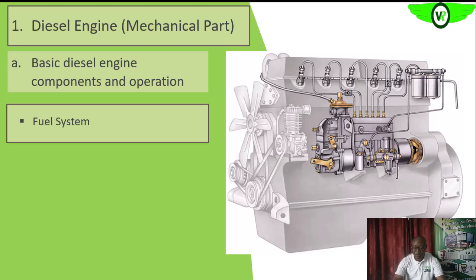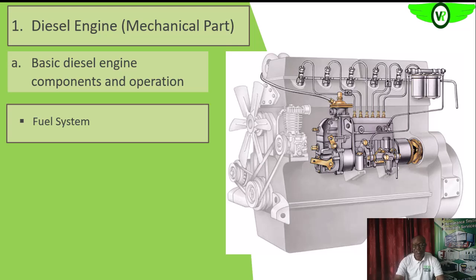So the injection pump, its function basically is to pressurize the fuel that is fed into it, to raise the pressure to a level that will be high enough to open the nozzle. You know, the nozzles are calibrated to open at a particular pressure. Are we getting it? So if the pump is unable to raise the pressure of the fuel to that level, it will not be able to open up the nozzle.